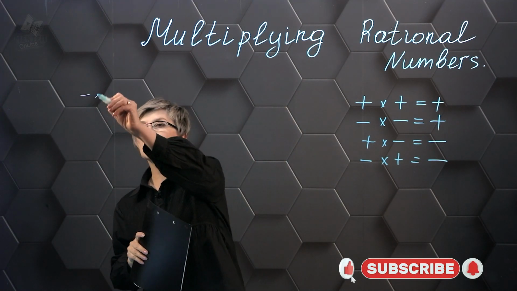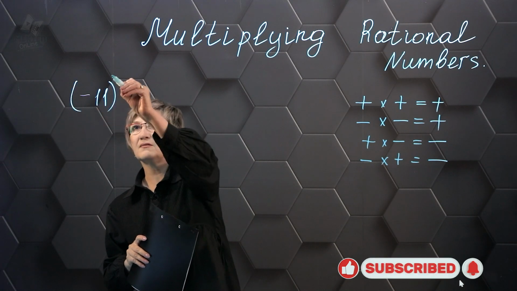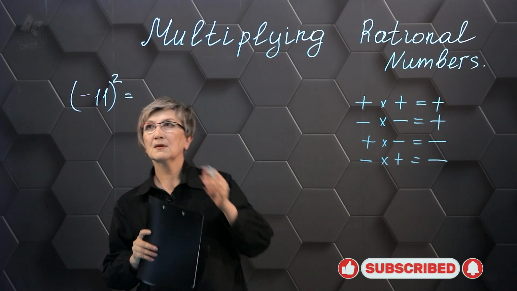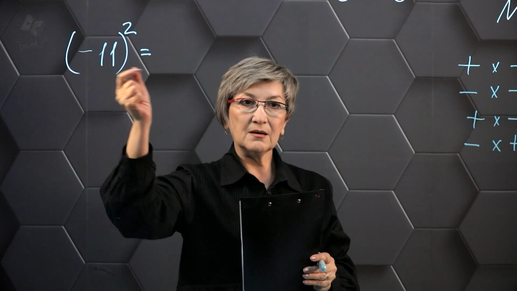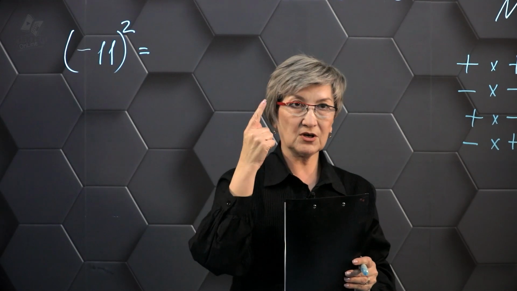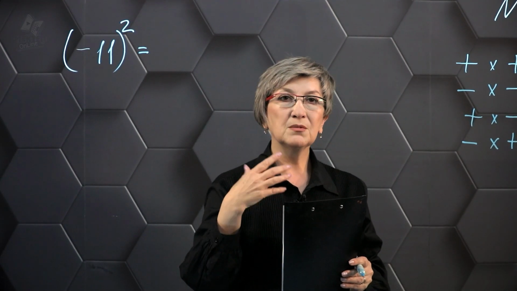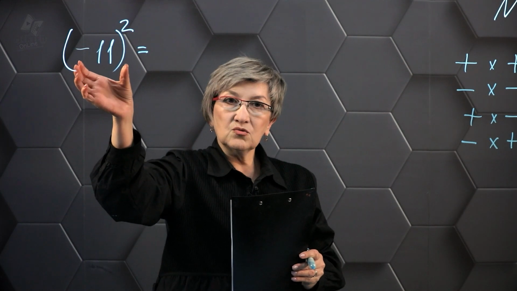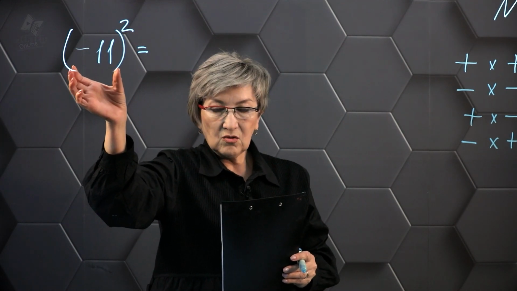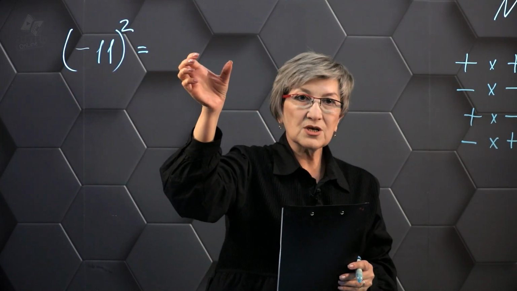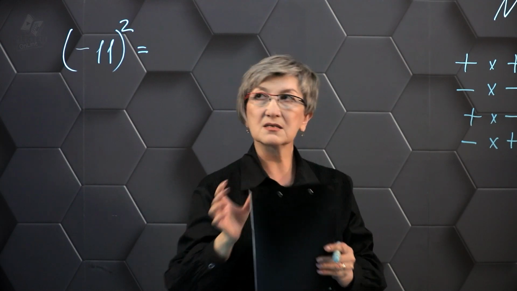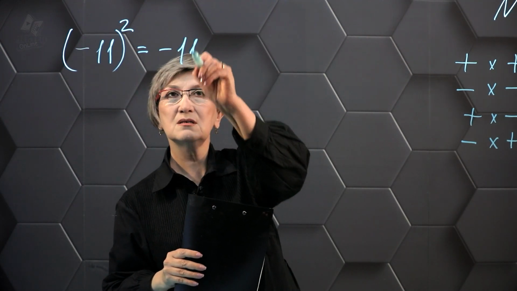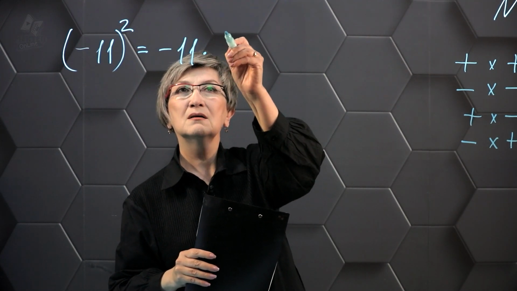Example 1 is minus 11 squared. In order to find the value of the number minus 11 to the second degree, we will recall the definition of the degree of a number. To do this, we need to multiply minus 11 by negative 11 twice. Minus 11 multiplied by minus 11.